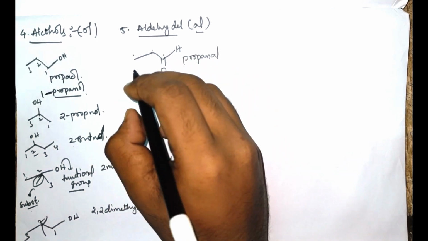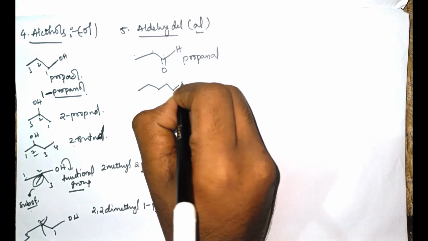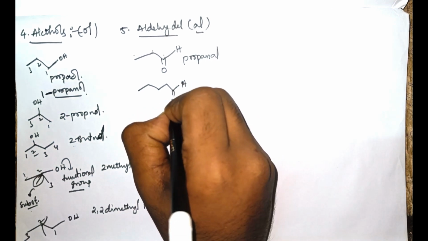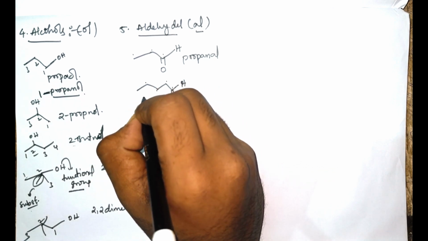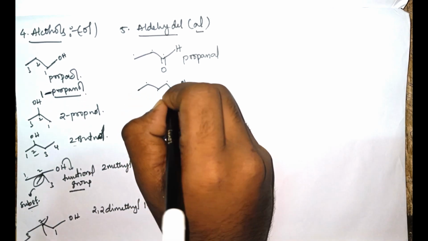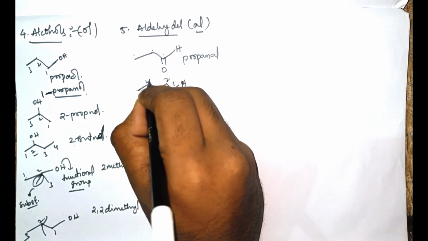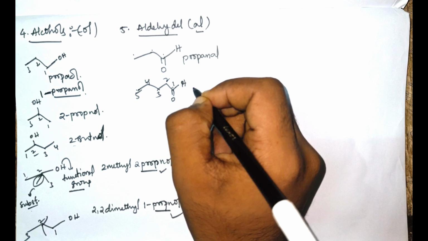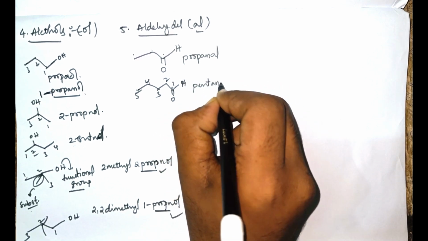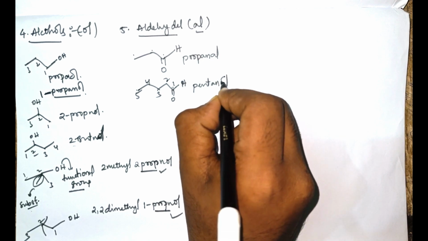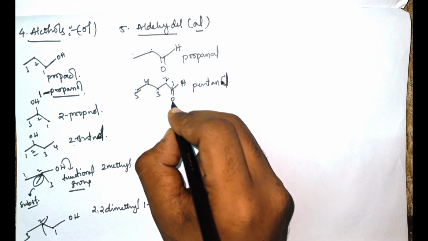Let us take another example. And what is this? What do we have here? 1, 2, 3, 4, 5. And it's pent, an, al, pentanal. You're getting it? And let us take another example.